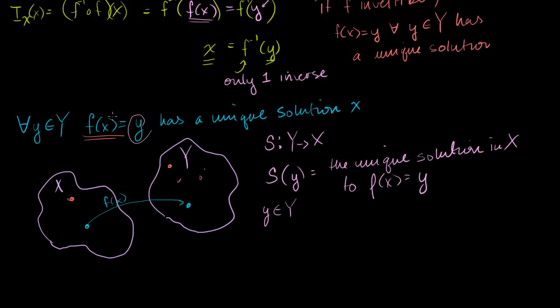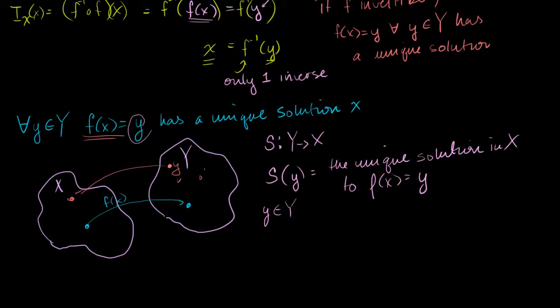So why don't I just define a function that says, look, I'm going to associate every member y with its unique solution to f of x is equal to y. That's how I'm defining this function right here. And of course, this is a completely valid mapping from y to x. And we know that this only has one legitimate value, because any lowercase value y in this set has a unique solution to f of x is equal to y. So this can only equal one value. So it's well defined.